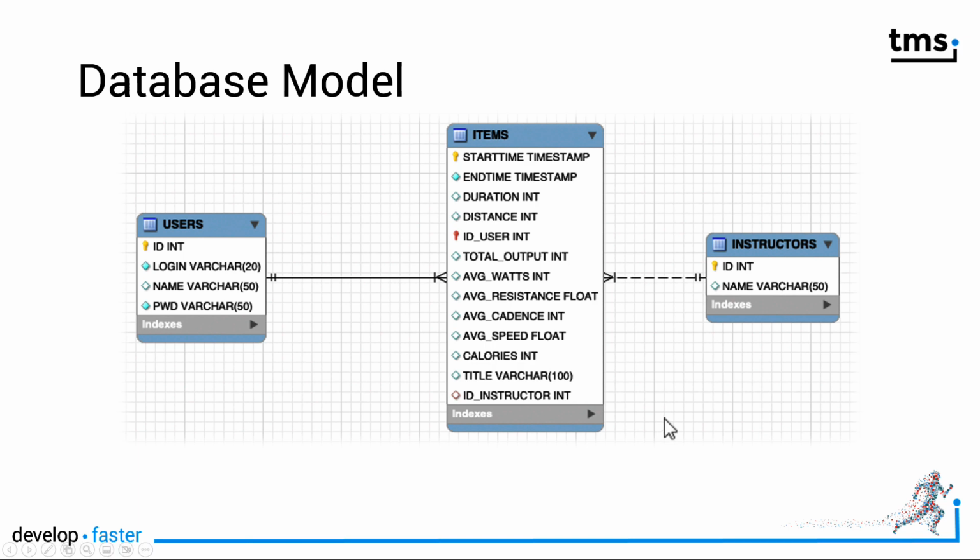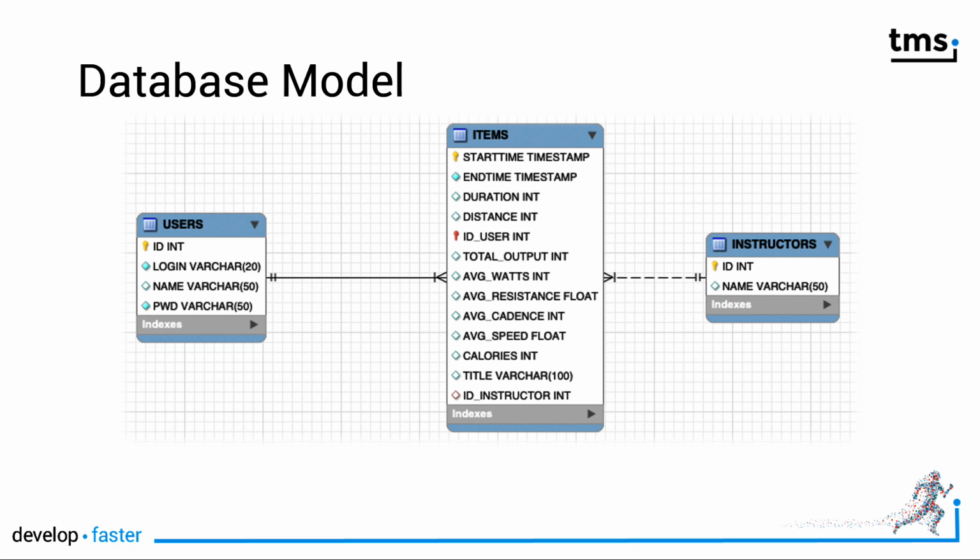So in our database model, we have instructors consisting of a primary key, an integer number, an ID, with a name, and this is linked to the items table containing all our workouts, and the items table is linked to the instructor table by the ID underscore instructor field. And that is exactly what we're going to use in FireDAC to connect the two tables to each other.